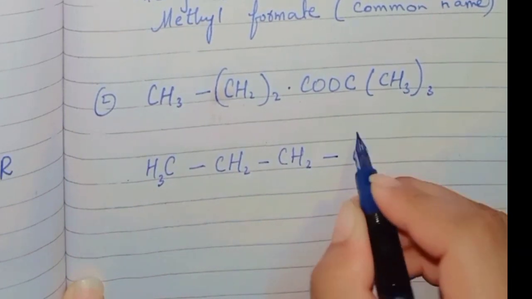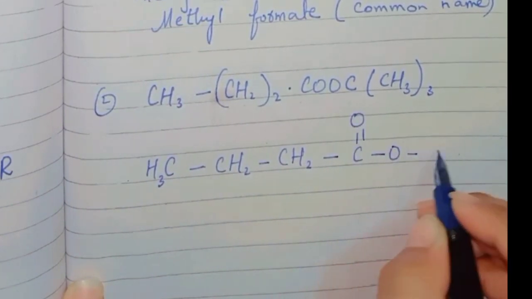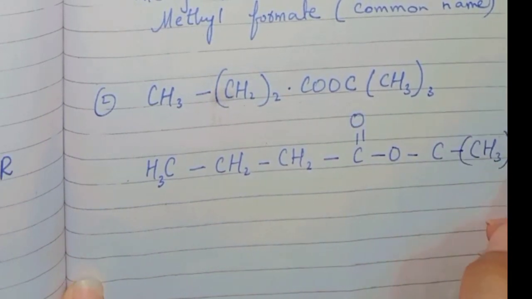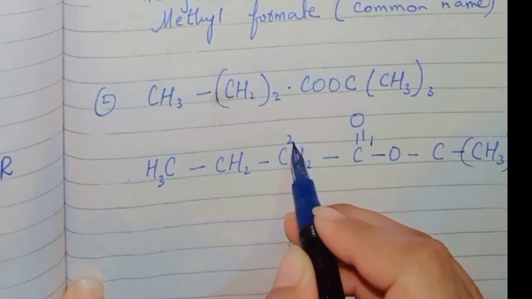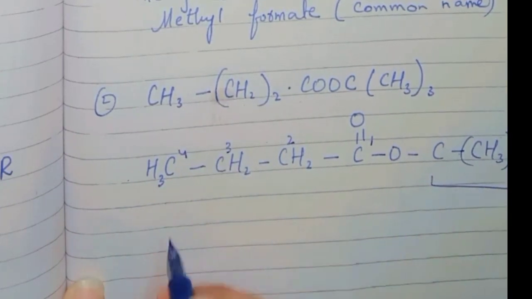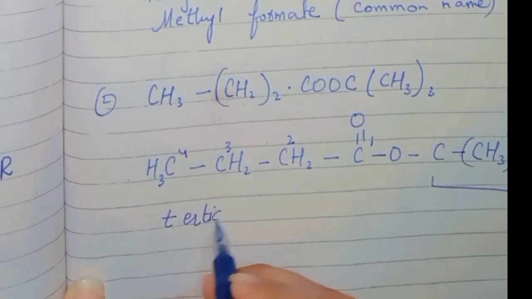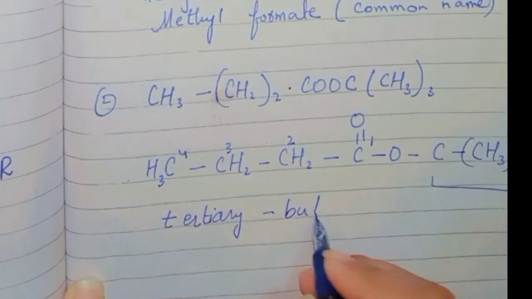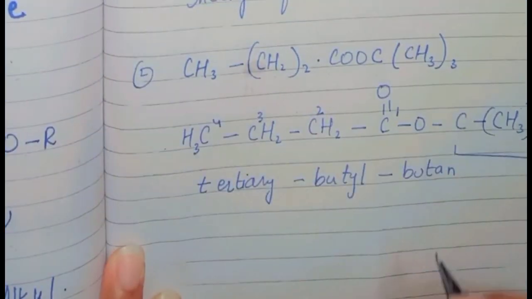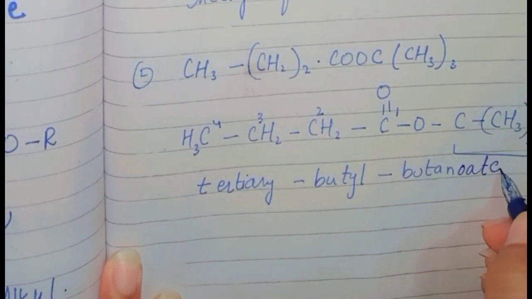The second example has four carbon atoms with a tertiary butyl group, with the oxygen atom in between them. The four carbon chain is known as but, and the IUPAC name is tertiary butyl butanoate, and the common name will be tertiary butyl butyrate.